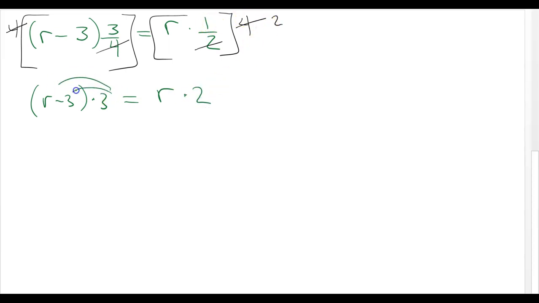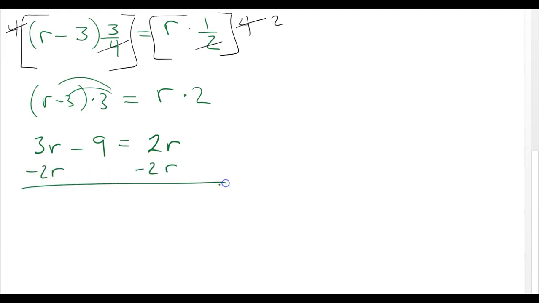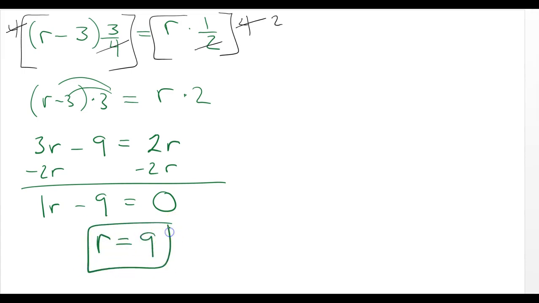Now we need to distribute right here from the back. So I have 3r minus 9 is equal to, now on this side, instead of writing r times 2, I'm just going to write 2r. Now I'm trying to get the r by itself, so my next step is to subtract 2r from both sides. Now that leaves me in a weird spot. I've got 3r minus 2r is 1r, which is just r, minus 9 equals 0. But I'm still trying to get the r by itself, so I'm going to add 9 over, and that gives me r is equal to 9. Now that's my r value.